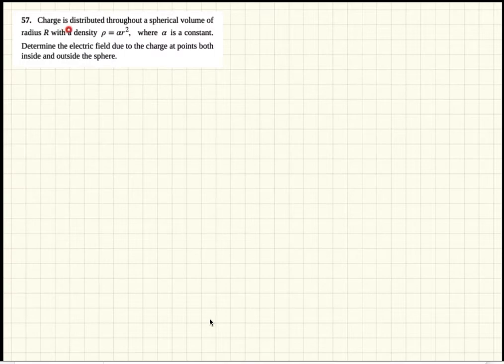Problem. Charge is distributed throughout a spherical volume of radius r with a density rho equal to alpha r squared, where alpha is a constant. Determine the electric field due to the charge at points both inside and outside the sphere. Alright, let's find the electric field inside the sphere first.